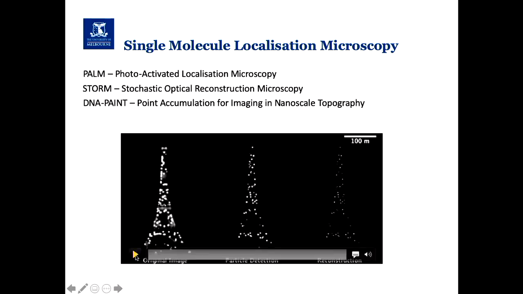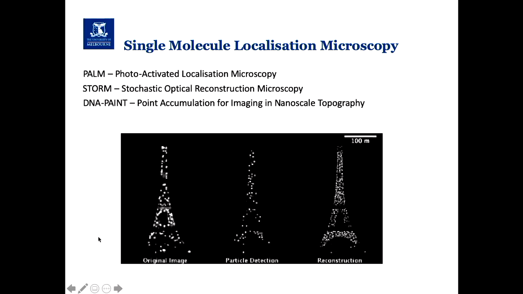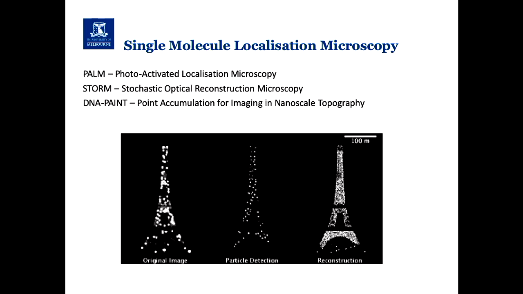This movie of the Eiffel Tower in Paris shows you what we do for this. So here we're trying to induce just a few of the molecules to emit at any one time. That means we can be sure it's coming from a single event. It means we can actually fit that to a Gaussian distribution and say this is the center point of that molecule.